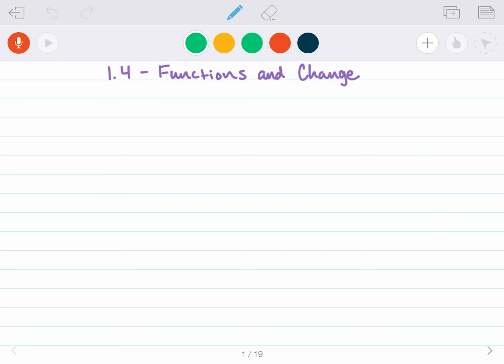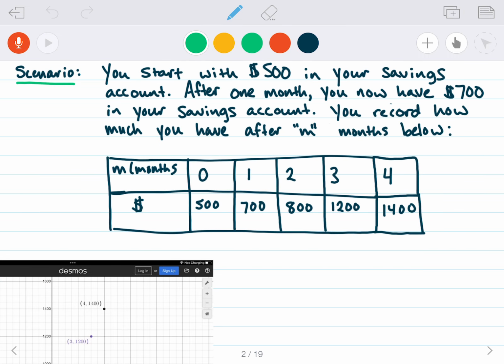Hey guys, in this video we're going to talk about Chapter 1, Section 4, Functions and Change. So to introduce this topic, I want to give you a scenario. What we're interested in, especially with real-world scenarios, is how things change over time, right? Things can change rapidly over time, or they can change slowly over time, or they don't have to change at all over time. And we're going to be focused on those sorts of questions in today's lecture.